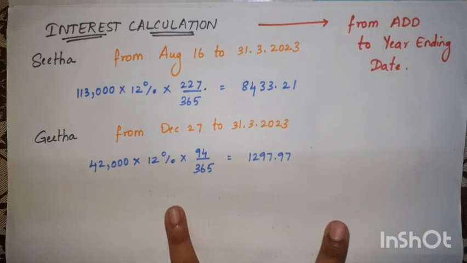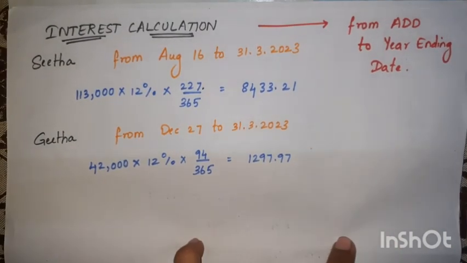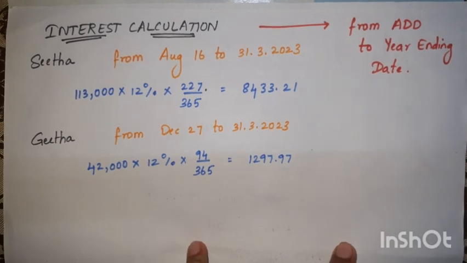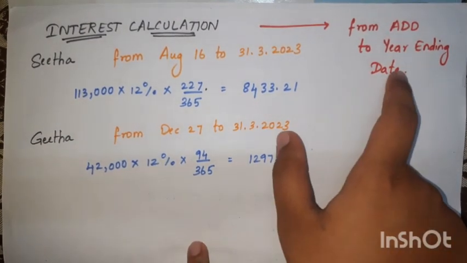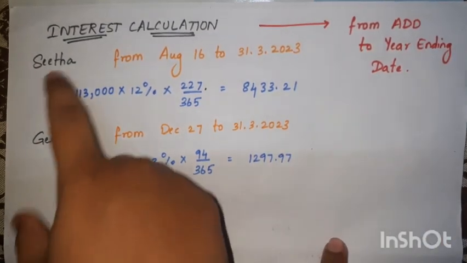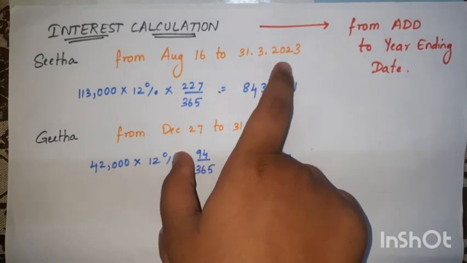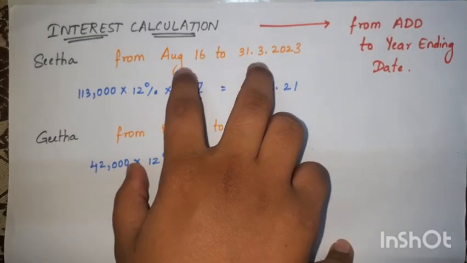After calculating the average due dates, we have to calculate the interest for each partner. In partnership firm sums, we have to calculate the interest from the average due date to the year ending date. So for this period, the interest will be due and will be payable by the partners. For the first partner, the average due date is August 16 and the year ending date is 31st March. So for this period, we have to find the interest.